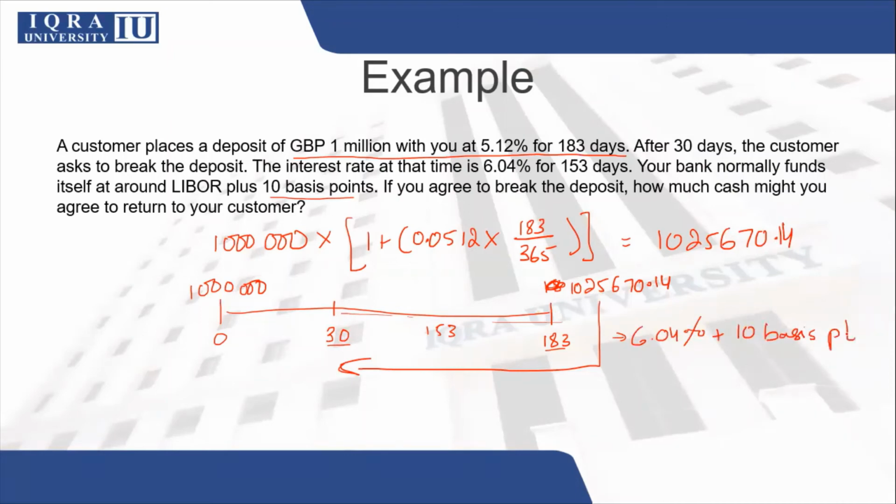Now, what exactly is a basis point? 1 basis point means 0.01%. It is actually 1/100th of 1%. And if you write it in decimal, that means 0.0001.